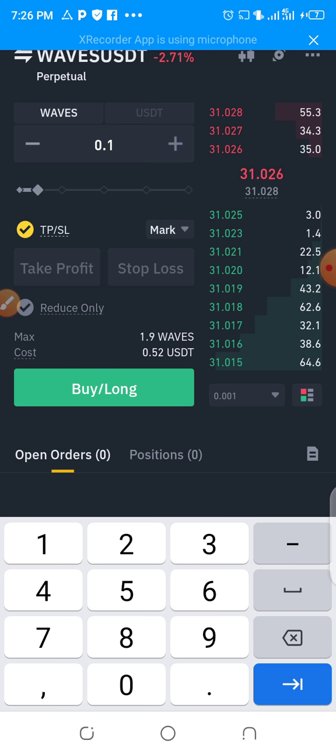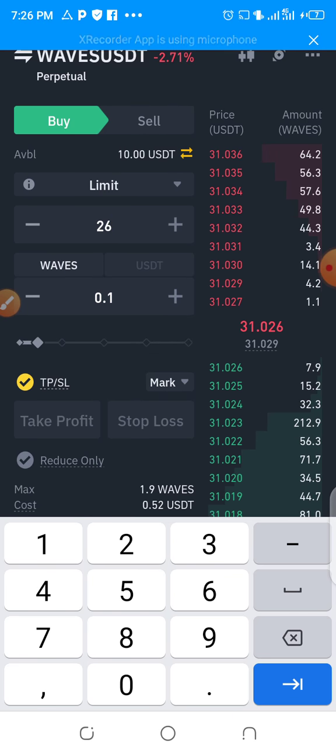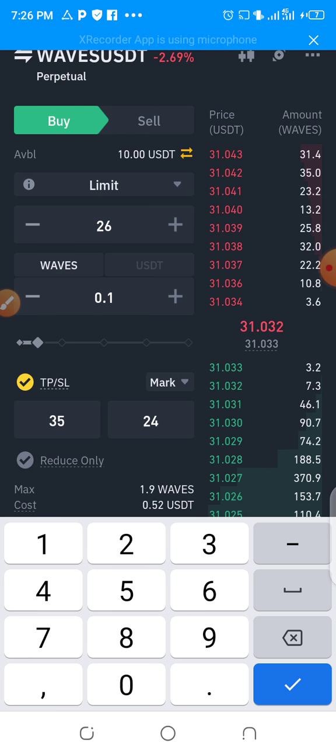So what I will do, I will come and set my profits. I click on take profit and stop loss. So when I click on take profit, I'm buying at 26, I'm going to sell at 35. Then I'm going to set my stop loss at 24.